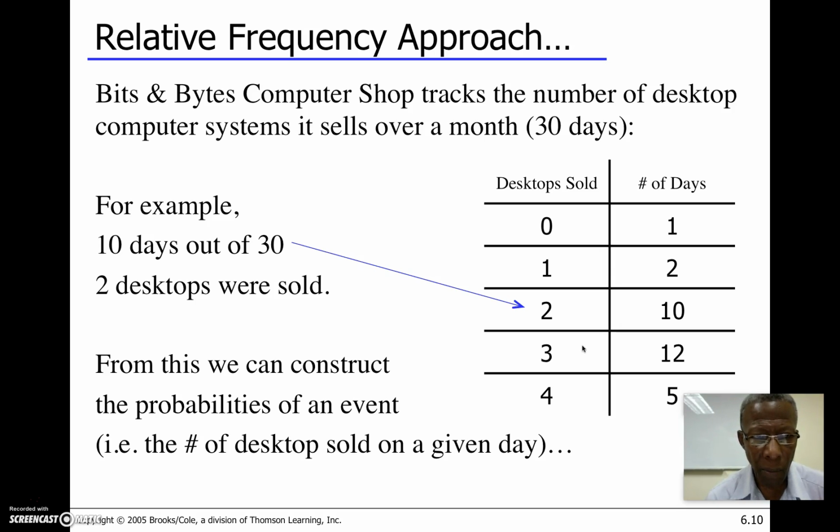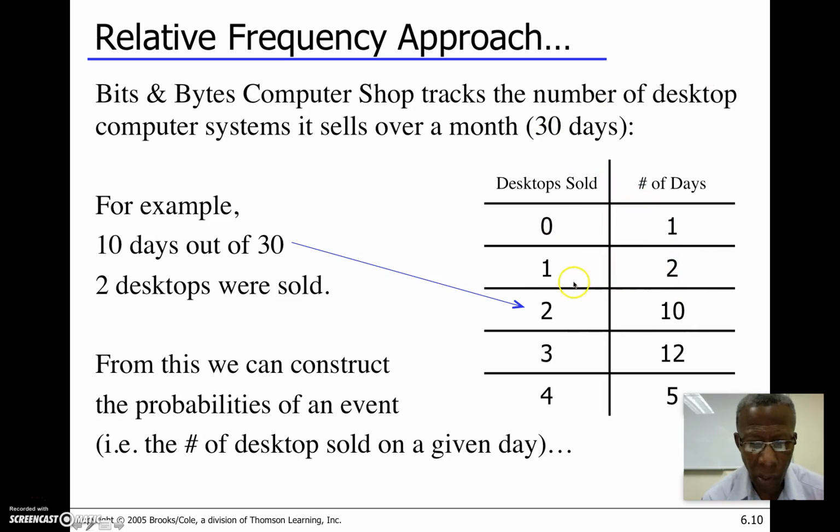Now, this is an example using the relative frequency approach. A Bits and Bytes computer shop tracks the number of desktop computers it sells over a 30-day period. This is a table shown here, the number of desktops sold and the number of days you are selling the given number of desktops. For example, the number of days where no computers are sold is only one. It's only 1 day out of 30 days that you sell no computers.